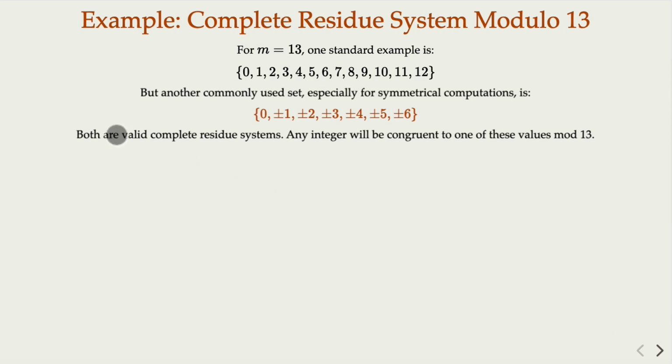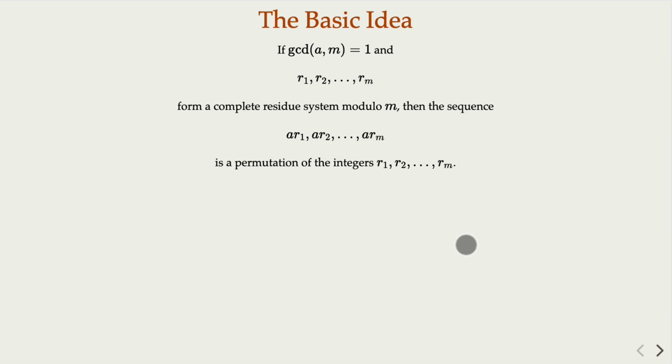So both are valid complete residue systems because any integer will be congruent to one of the values in the set. Now, let's introduce some interesting properties that are useful for solving our problem. If you have another integer, a constant a, and you have a complete residue system for m, and then you multiply each element by a, we claim that the result is going to be a permutation of the original integers. In other words, this is still a complete residue system.